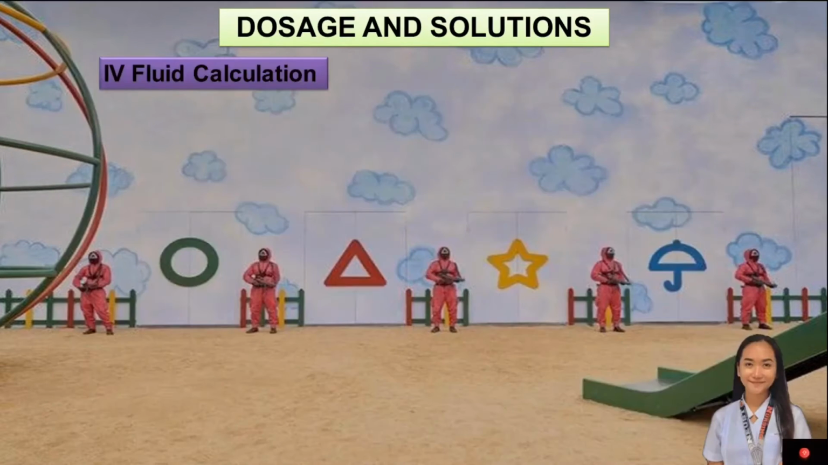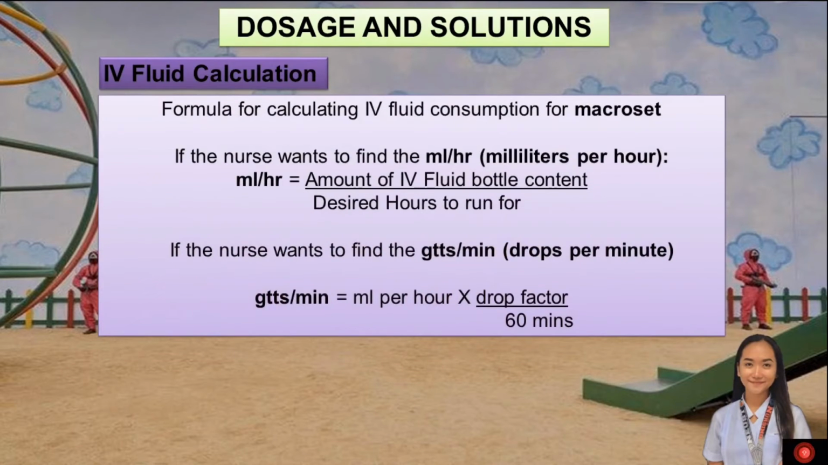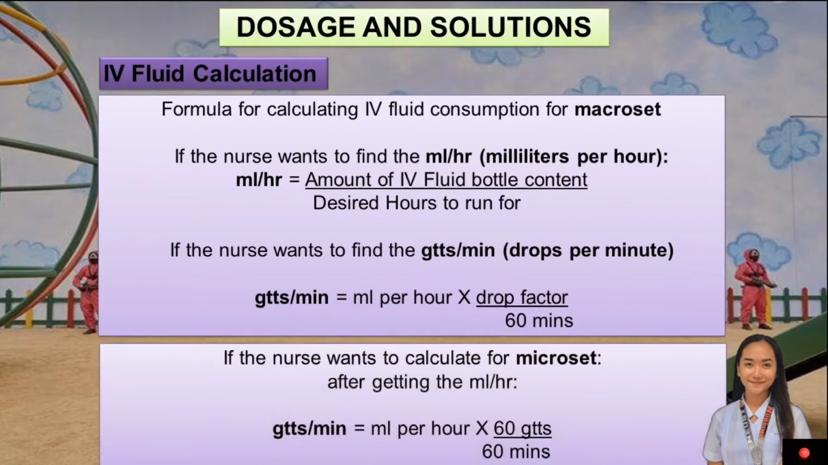We also have the IV fluid calculation. For the formula for calculating IV fluid for macroset, if the nurse wants to find the ml per hour, ml per hour is equal to the amount of IV fluid bottle content over the desired hours to run for. If the nurse wants to find the drops per minute, it equals ml per hour times drop factor over 60 minutes. If the nurse wants to calculate for microset, after getting the ml per hour, the drops per minute is equal to ml per hour times 60 drops over 60 minutes.